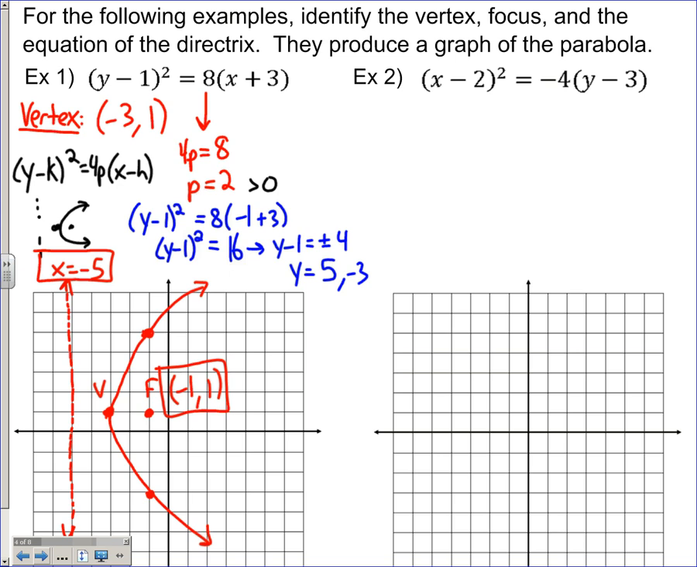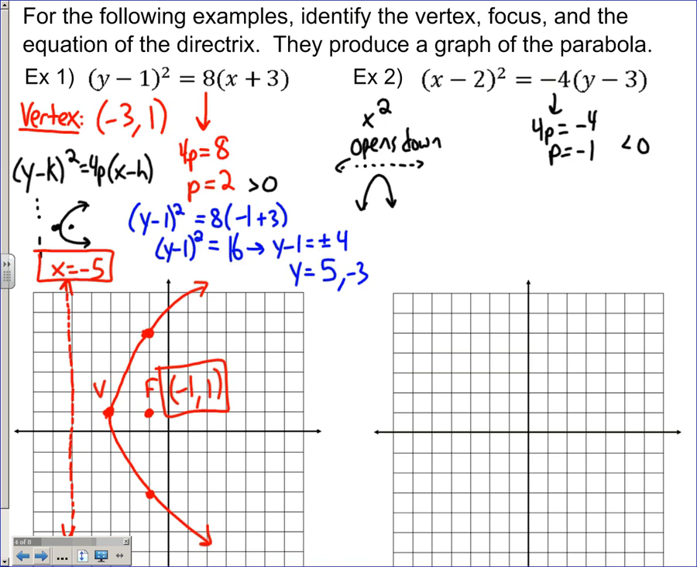Similar process for example 2. This time we have x squared. So it's going to either be opening up or down. Because 4p is equal to -4, we know p is equal to -1. So since p is less than 0, it opens down. So in general, I have something looking like that.